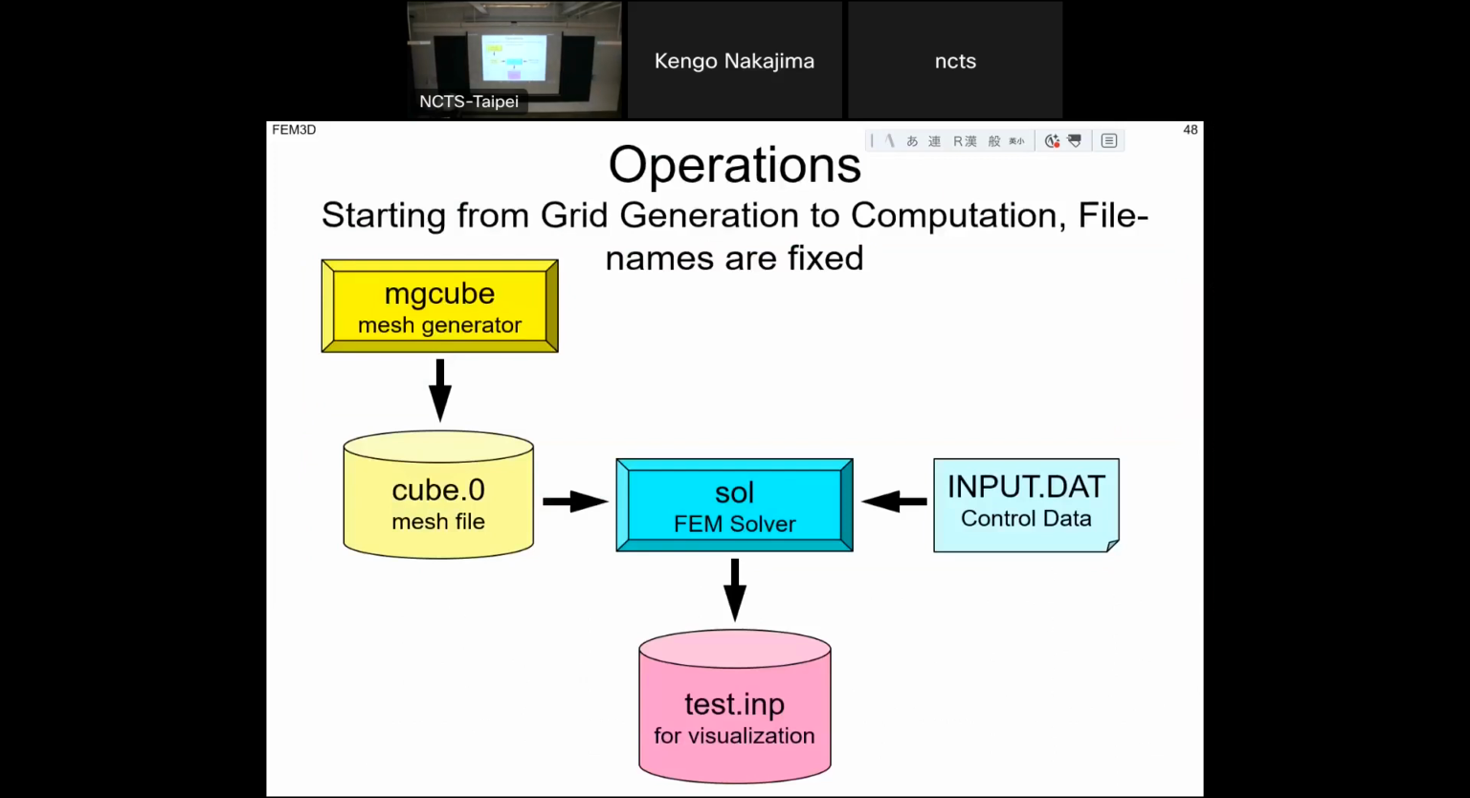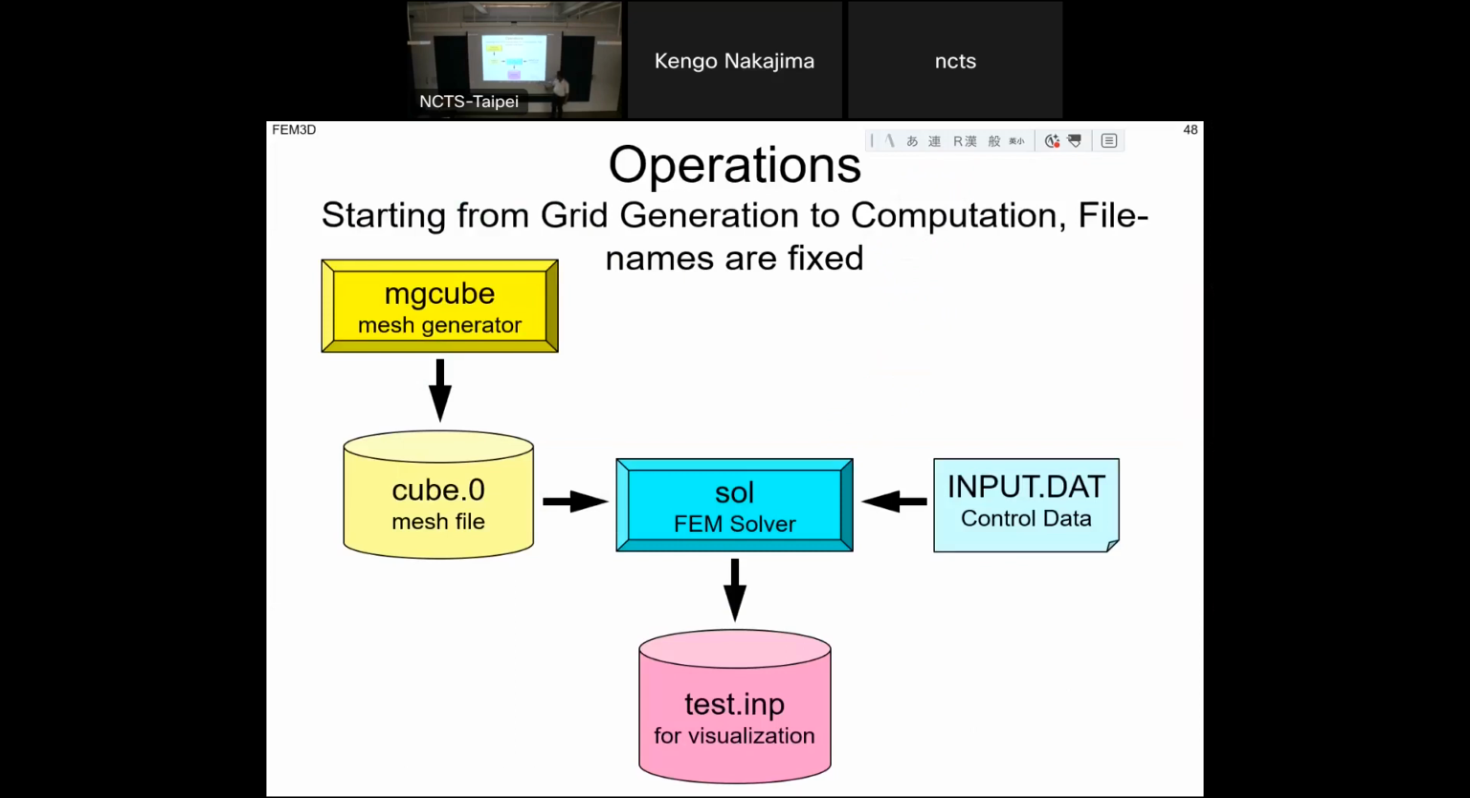Okay, so this is the operations for the 3D case. So in the 1D case, we generated the mesh inside the program. In the 3D, it's a little bit complicated, and we have a separate mesh generator. Okay. And mg cube creates cube.0. It's a mesh file. It's a fixed name. And the sol is a finite element solver.